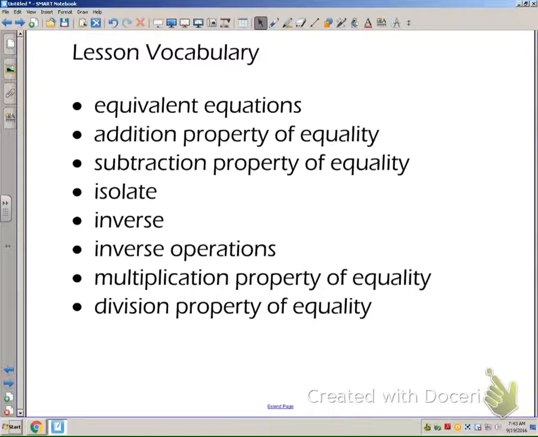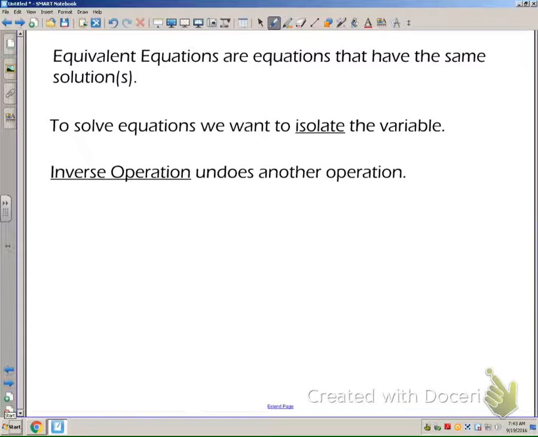You might notice there are all of these different properties of equality. What we're going to do is use them to find equivalent equations. So let's just jump into it. First of all, equivalent equations are equations that have the same solutions. You can think of this again: equivalent starts with the same thing as equal. So equivalent equations are equations that are equal to one another. They have the same solutions.